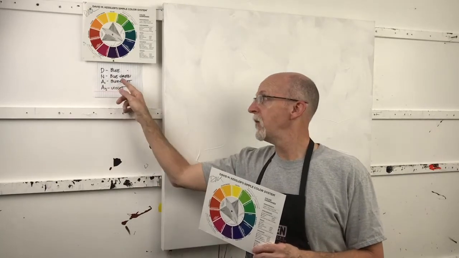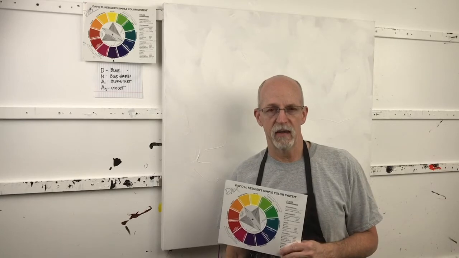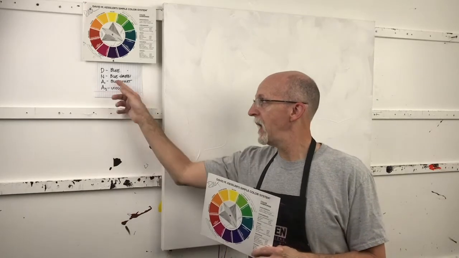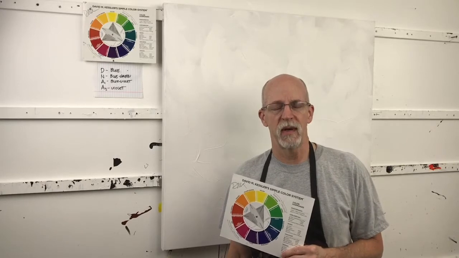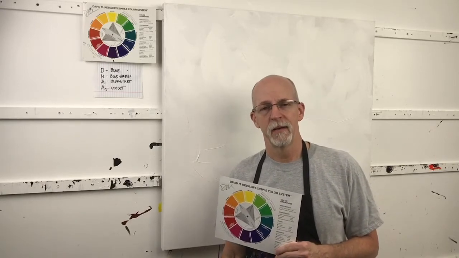Blue-green is going to be our non-dominant color, meaning it's going to cover less surface area than the dominant color. And then my accent colors are going to be blue-violet and violet. And maybe I'll even skip one of those and go right to red violet. But we'll wait and see what happens as we get into the painting.